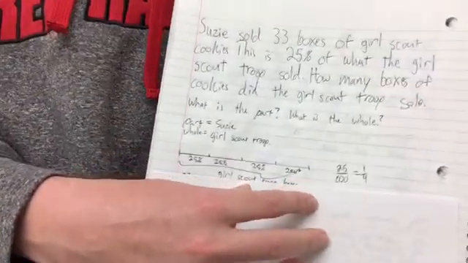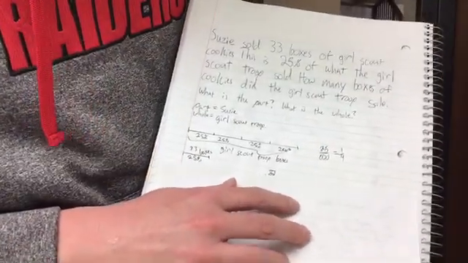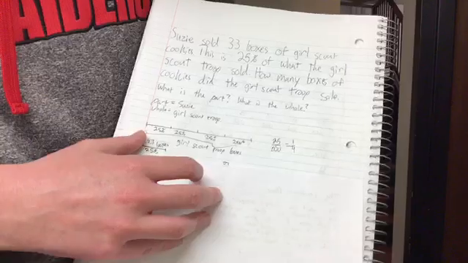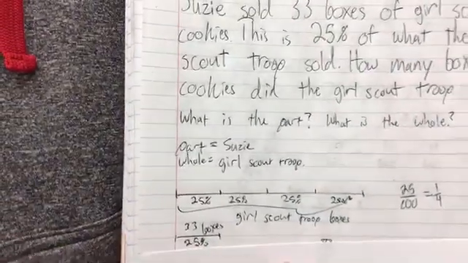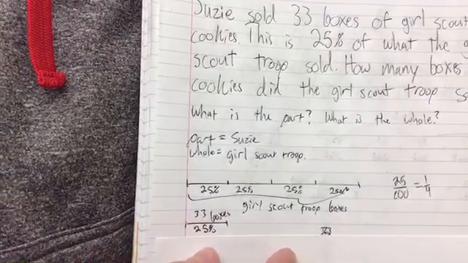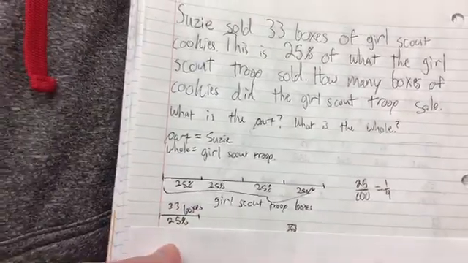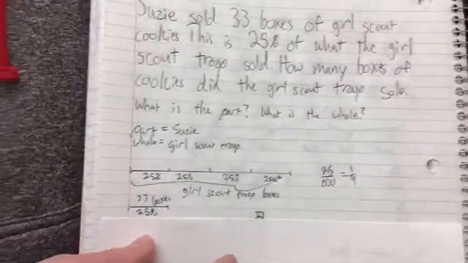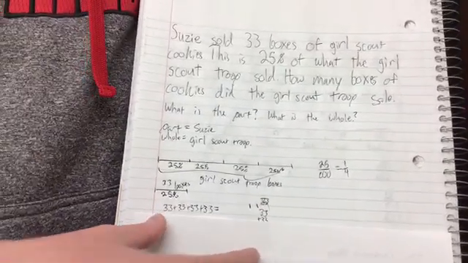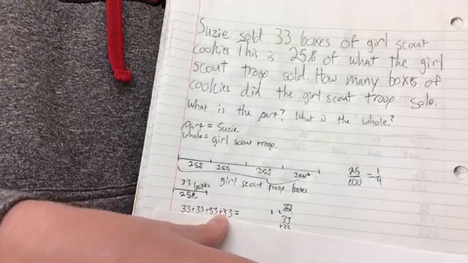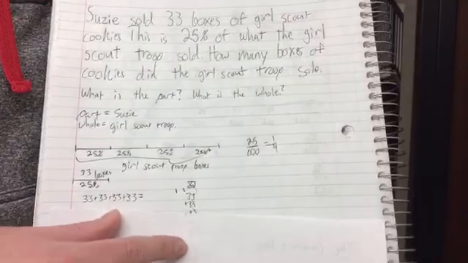So now that we have this, we can solve this in 2 ways. Also, we know that each 25% is worth 33 boxes of Girl Scout cookies. So now that we know this, we can solve this in 2 ways. 1, we can add all of these numbers up individually. So we'll start with this way first.